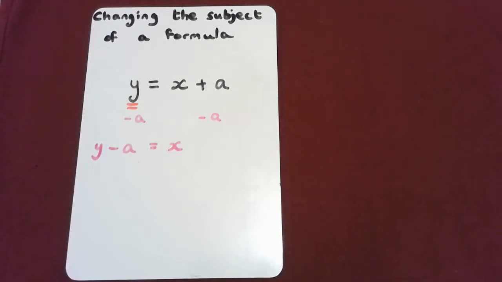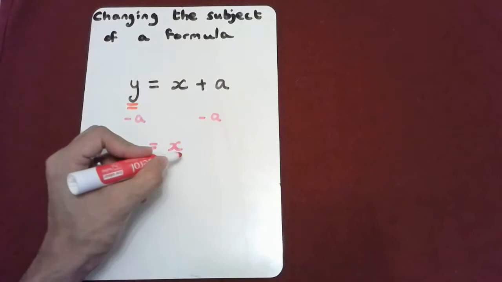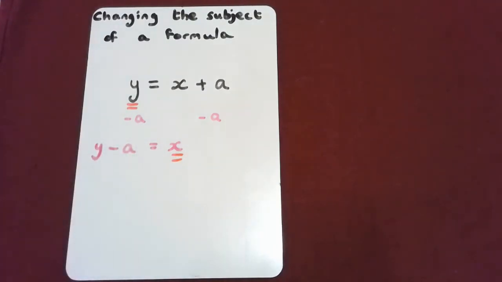And now if we look at this, x has now become the subject of our formula. So x is the subject of the formula now because it's on its own, it's been isolated, and there is nothing else on the same side as x.